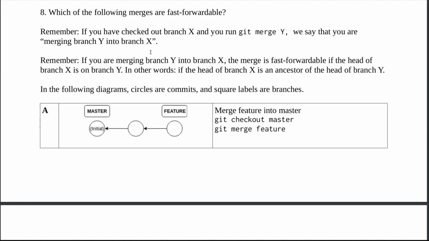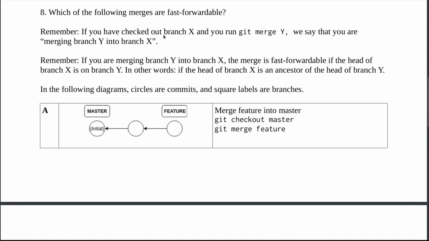Also, we've talked about fast forwardable merges, which is a special case of merging. And we've said that a merge is fast forwardable when the head of the branch that you're merging into is part of the history of the branch that you're merging, right? So basically, the branch that you're updating is a previous commit. It's in the history. It's an ancestor of the branch you're merging. So there's a direct line between the two commits, chronologically speaking.